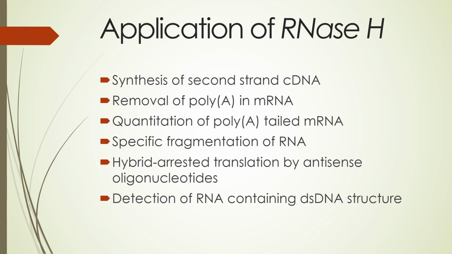The last is the detection of RNA containing double-strand DNA. This is very important. The specificity of RNase H can be used to detect the presence of RNA in DNA structures. A covalently closed circular DNA that contains RNA can be converted to the relaxed form, which after denaturation produces a single circle and a single stranded molecule. Now we come to the last part, the ribozyme, the T1.